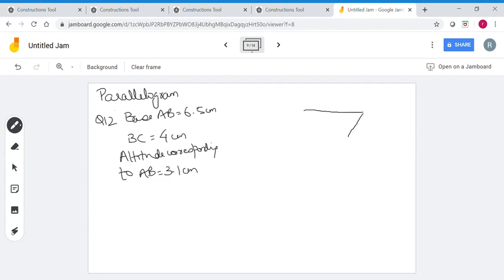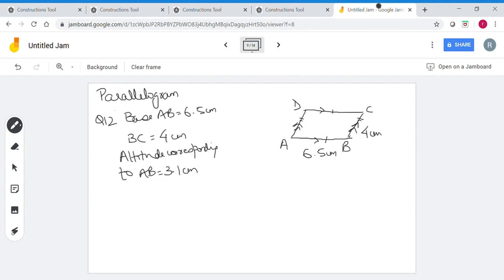So if this is my rough diagram, then I have A, B, C, D, with sides parallel to each other and equal. Perfect. So AB is 6.5 centimeter, BC is 4 centimeter, and the altitude corresponding to AB. Now, how do you make the altitude? And what does altitude mean? Altitude is the height of a figure.